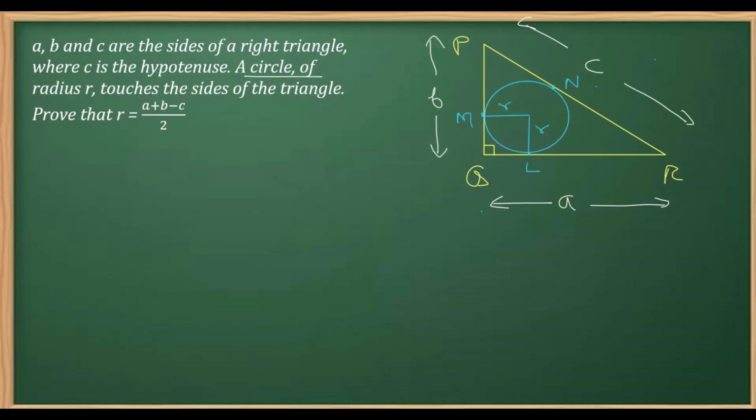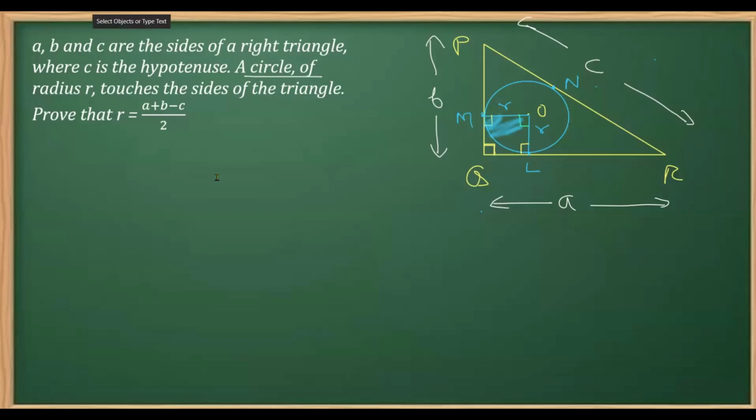Now, what we have to prove is this: the radius is A plus B minus C over 2. So the first property we'll be applying is that the radius is perpendicular to the tangent at the point of contact. So this angle will be 90 and this will be 90. Let's say this be the center. And this is already given as 90 degree.